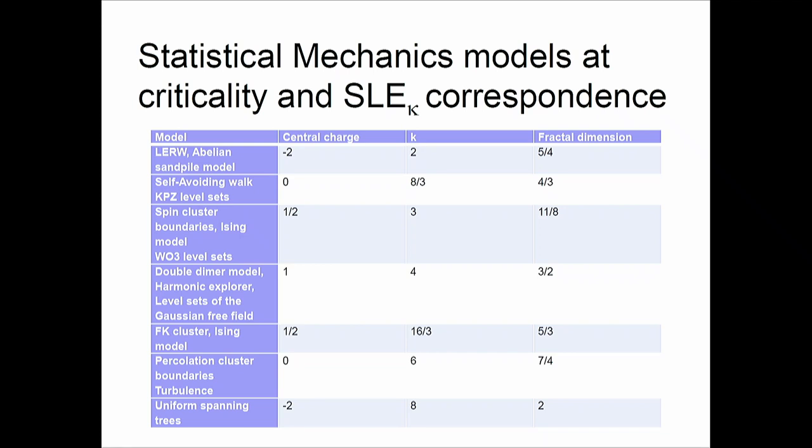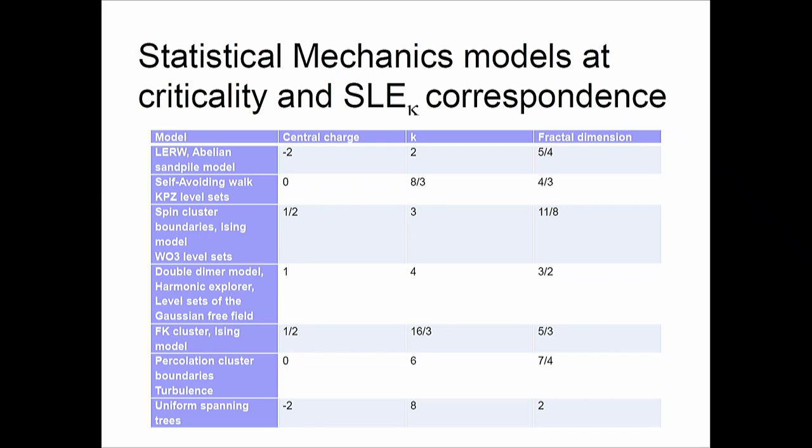So I can now just make a table of the central charge and kappa. And for each central charge, of course, I have a statistical physics model, which I can write next to it. And now I expect this to be related to this SLE. And these are very famous models. The loop erased random walk corresponds to kappa equal to 2, self-avoiding walk, or KPZ level sets, to 8/3, spin cluster boundaries in the Ising model, or WO3 level sets. This is tungsten oxide. Double dimer model, harmonic explorer, level sets of the Gaussian free field, they all correspond to central charge 1, on kappa equal to 4.